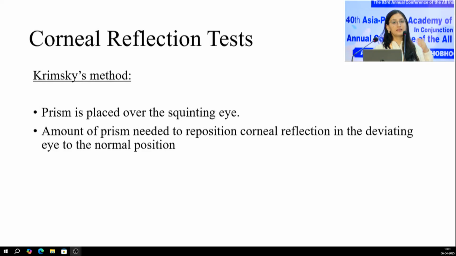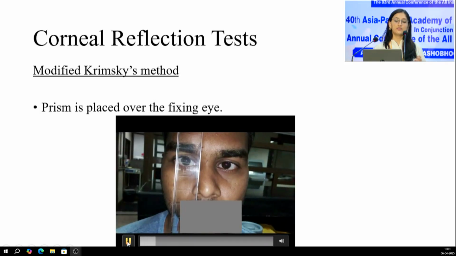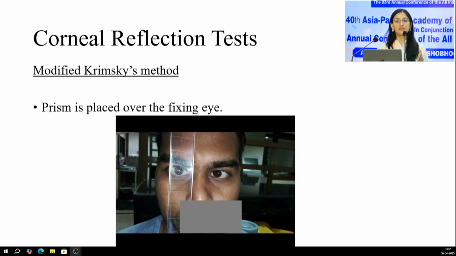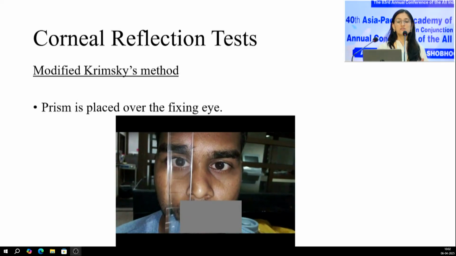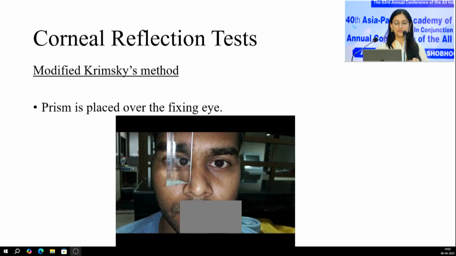We can also grade or quantify the measurement with the Krimsky test. In a Krimsky test, it is a corneal reflection test, but a prism is also being used. So prism is placed over the squinting eye, and we need to neutralize it using a prism. A modified Krimsky test is a modified version of the test, where in spite of the deviating eye, we place the prism over the fixing eye, and we see how the eye is moving as we are neutralizing it with the prism. So we see now the eye is centered, which was initially in esotropia.